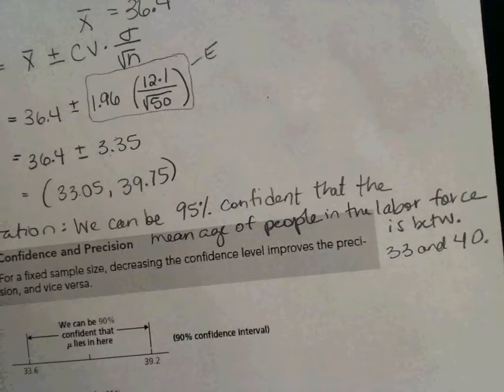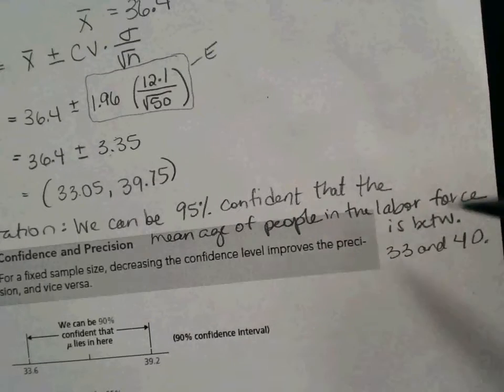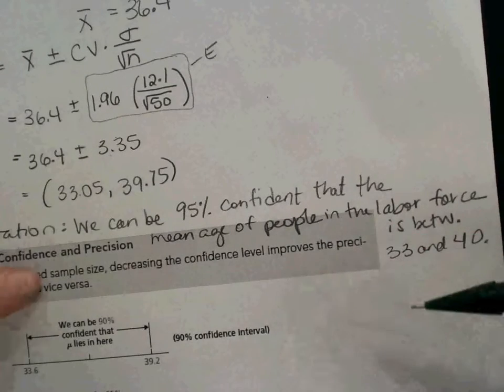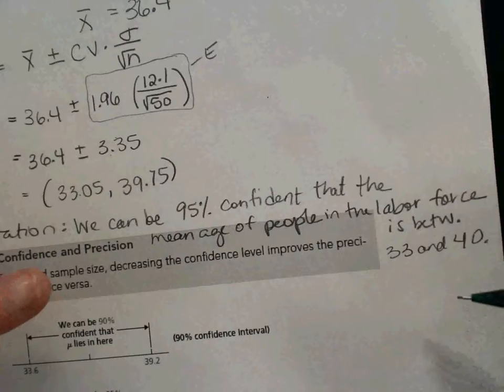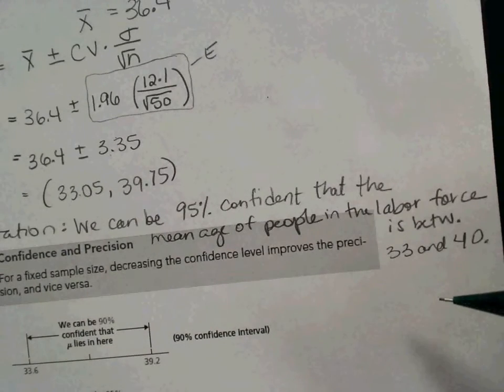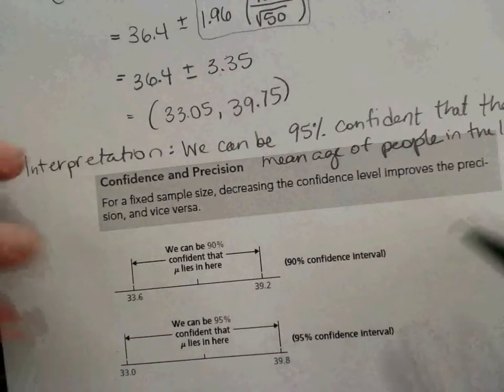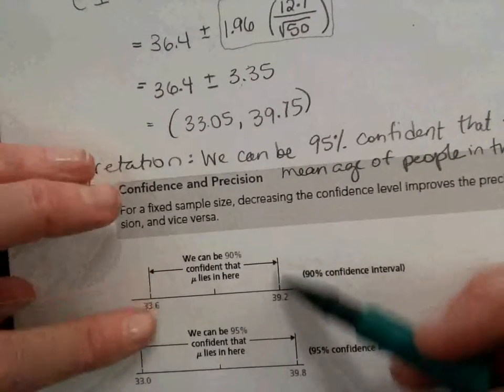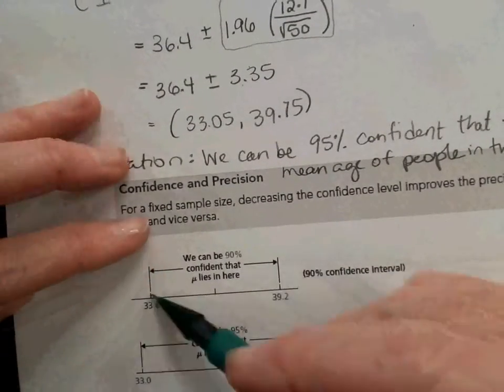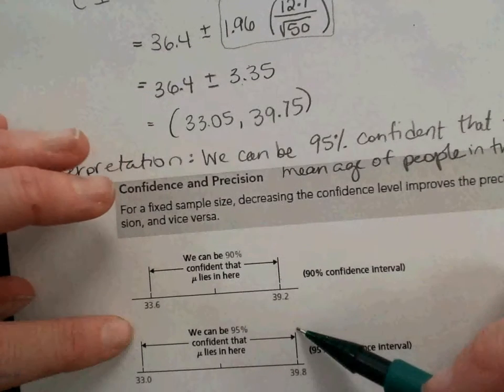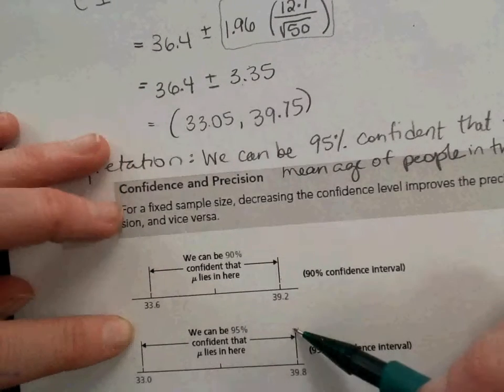So confidence and precision, just like I was talking about, the 95% confidence interval is smaller than the 99% because we need to have more cushion. It says for a fixed sample size, decreasing the confidence level improves the precision, and vice versa. Here's a picture of that. You can see the 90% has a smaller length of the confidence interval than the length of the 95%.